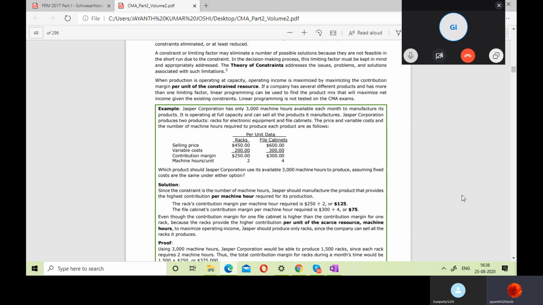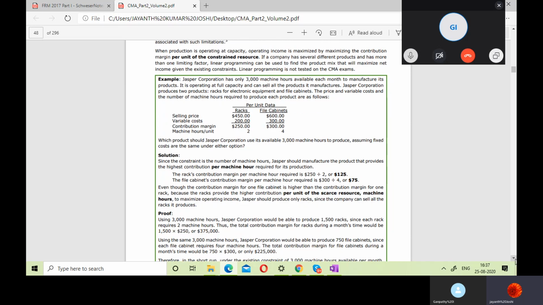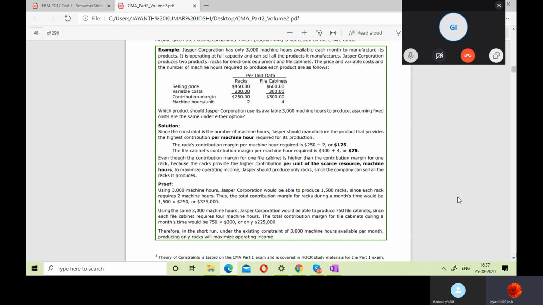Jasper Corporation produces two products: racks for electronic equipment and file cabinets. So they are making two products. The price, variable cost, and the number of machine hours required to produce each product are as follows. Here you can see they have given the per unit prices of racks and file cabinets. To make 1 unit of rack they require 2 hours, and 4 hours to make 1 unit of cabinet.